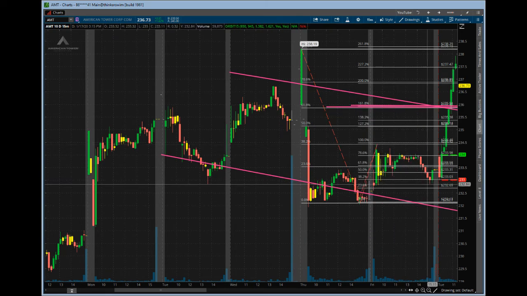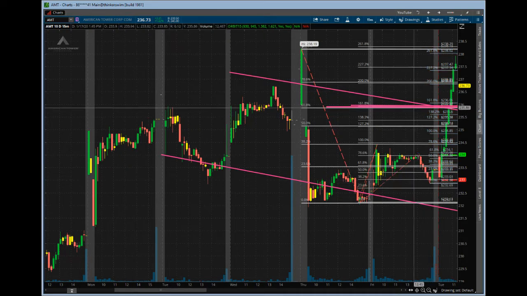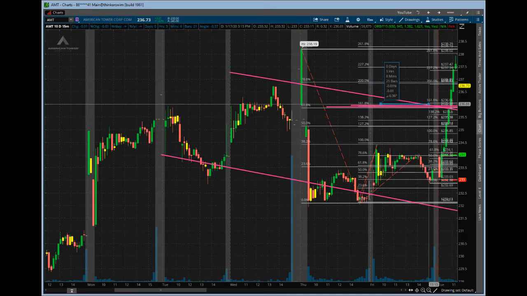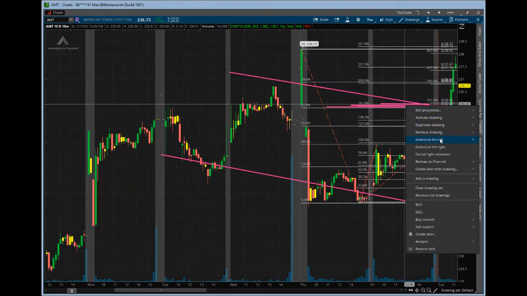Okay, and then we could do another one too. We could do another extension here, say like here, and extend from these areas as well. Okay, we can see here we also had another 61.8 extension. So we could draw a cluster there. All right, extend to the right.